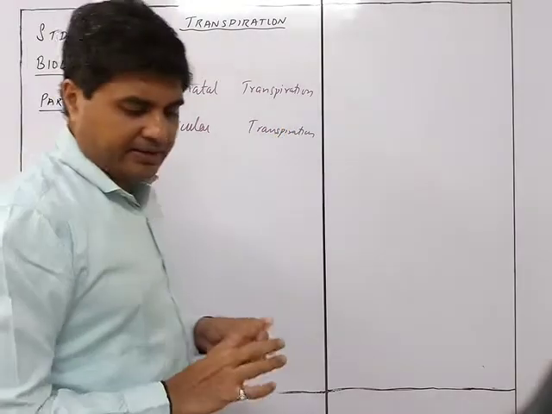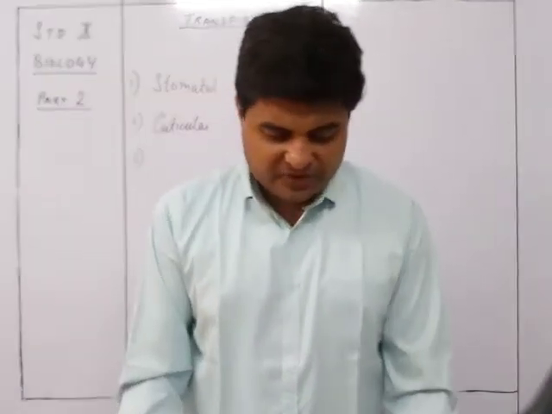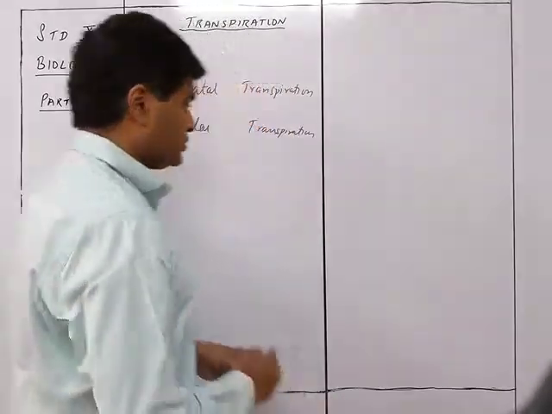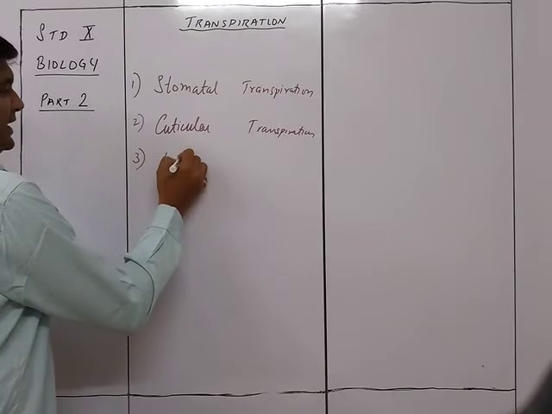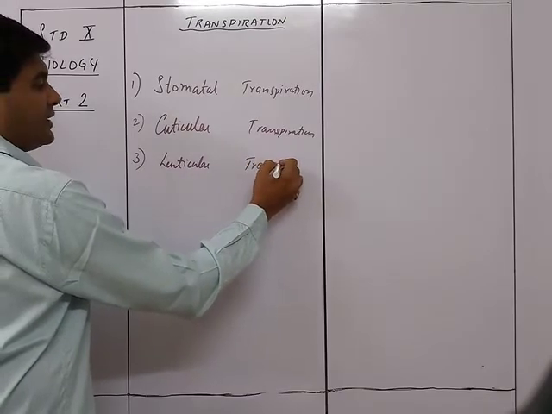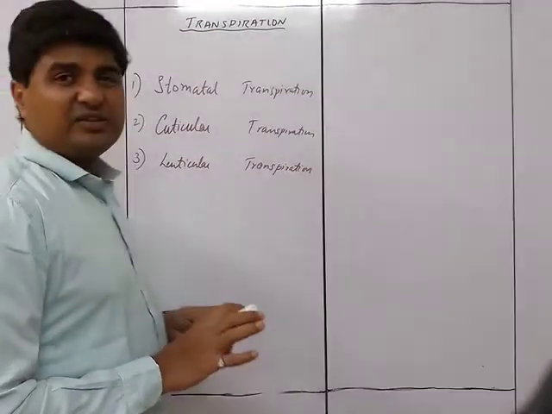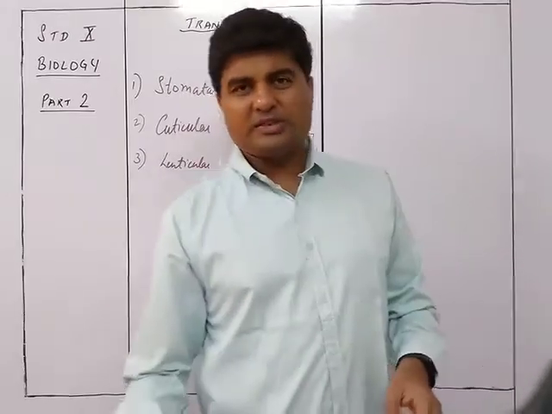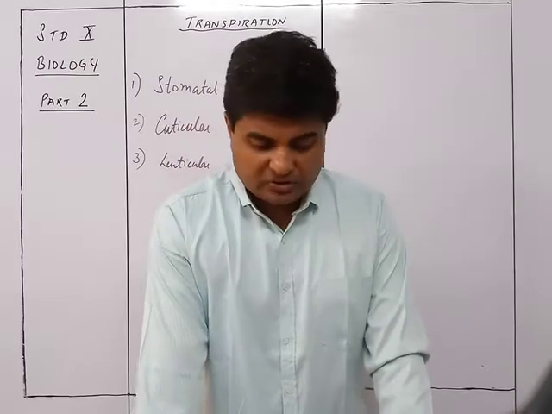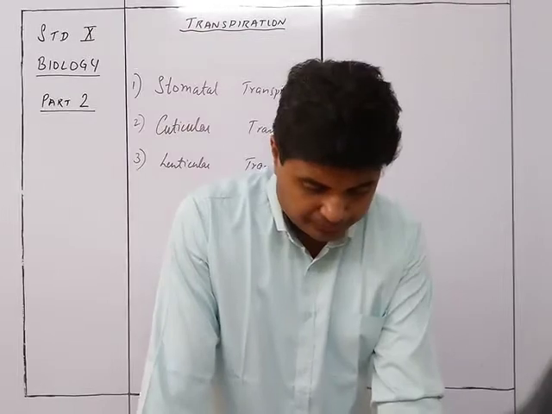And the third part is from the lenticels, which are minute openings on the surface of the old stems, called lenticular transpiration. So lenticular transpiration is the one from the lenticels. Lenticels are small porous openings on the surface of old stems. Old stems have minute surface openings, and transpiration through them is called lenticular transpiration.